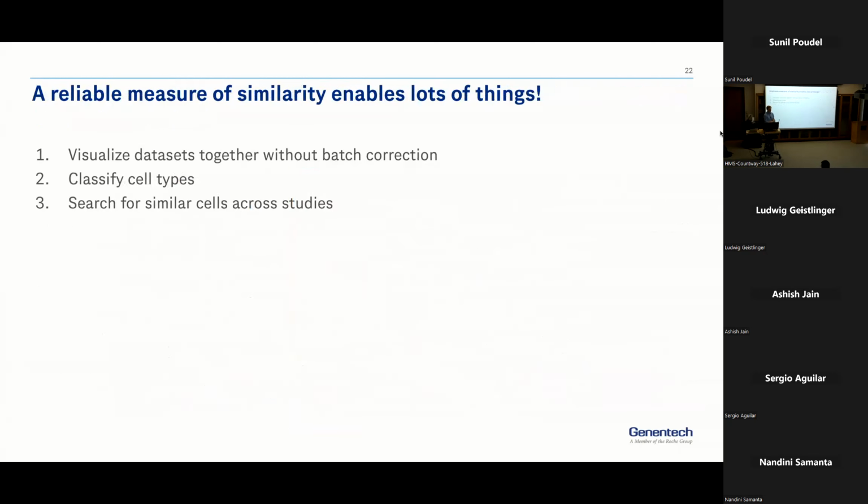Okay, so on to the main story. If we have a similarity metric, if we can quantify how similar these different cells are using this metric learning framework, then we can do a lot of interesting things. We can visualize multiple data sets together without an explicit batch correction step. We can classify cell types by just asking this unannotated cell, which annotated cells is it most similar to. And we can also do cell search, looking across all these studies to find the most similar cells.